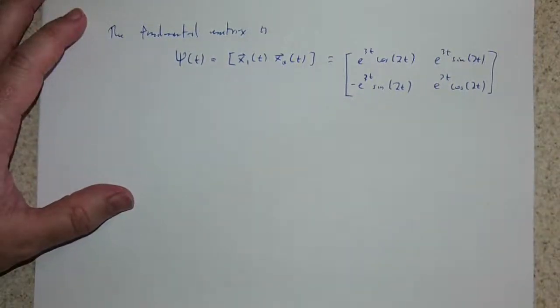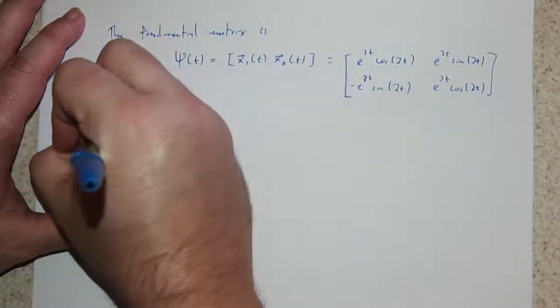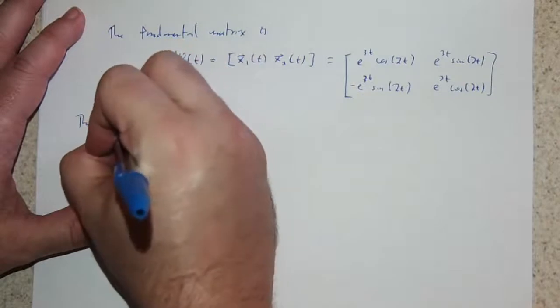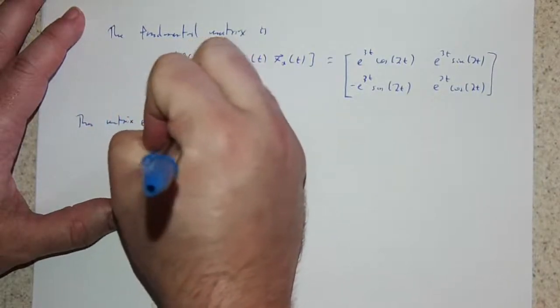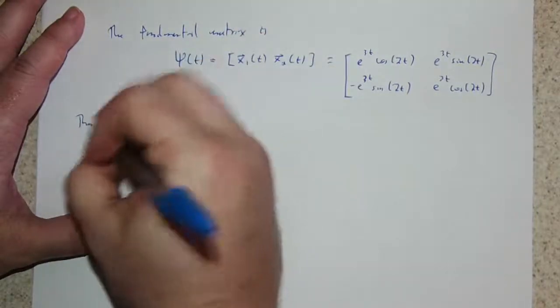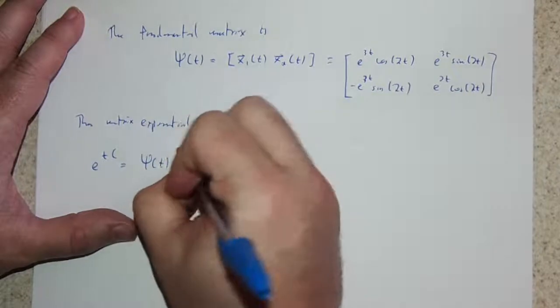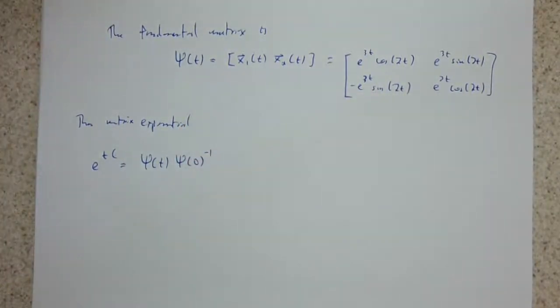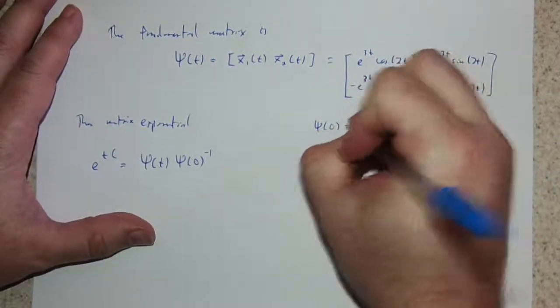So then this is the fundamental matrix, the natural fundamental matrix, or the matrix exponential. The matrix exponential e to the tC is C of t times C of 0 inverse. So in order to do this, let's find C of 0.